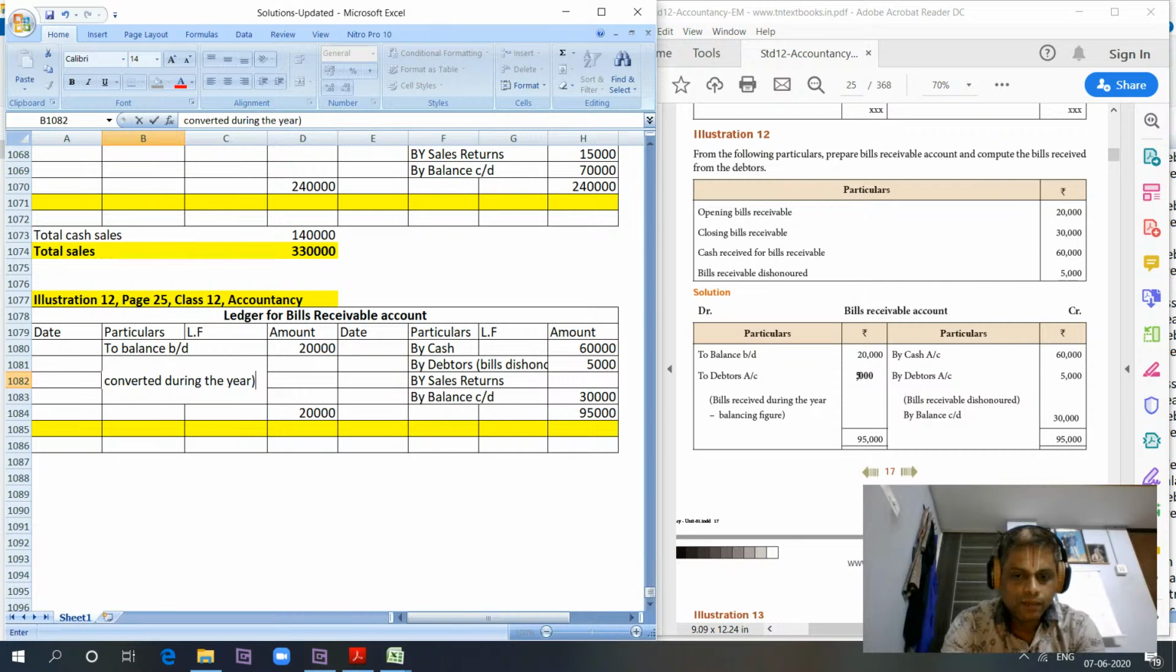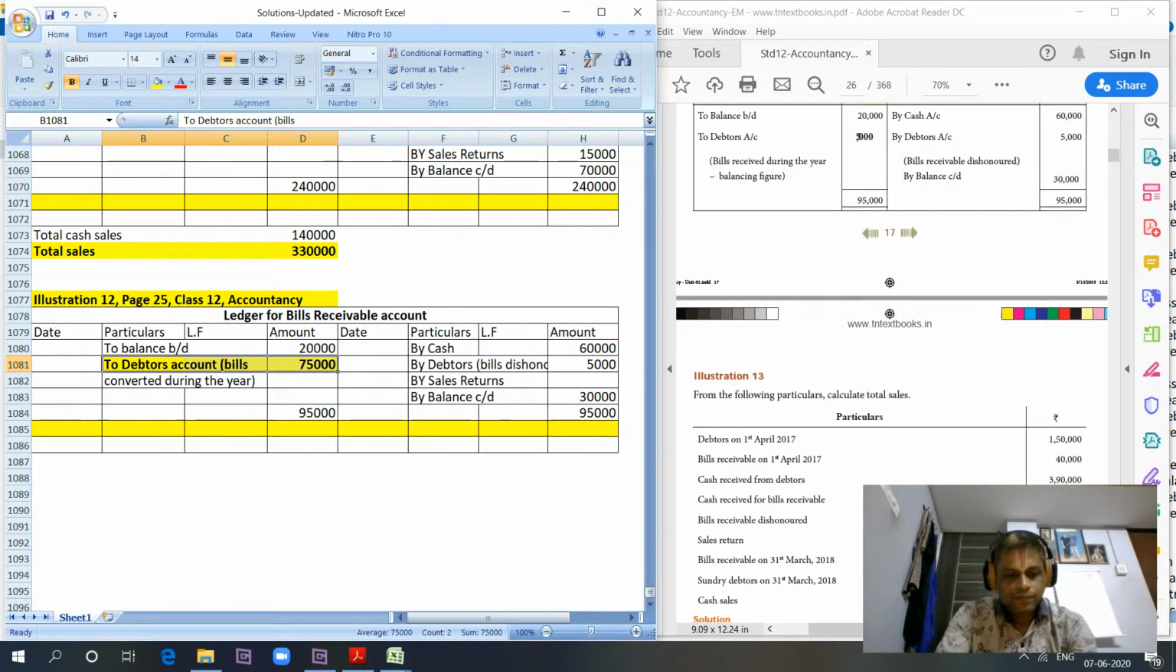These are all the bills converted during the year from debtors to bills receivable. So that is nothing but 95,000 minus 20,000. 75,000 is the total balance of bills that got converted during the year. Right?